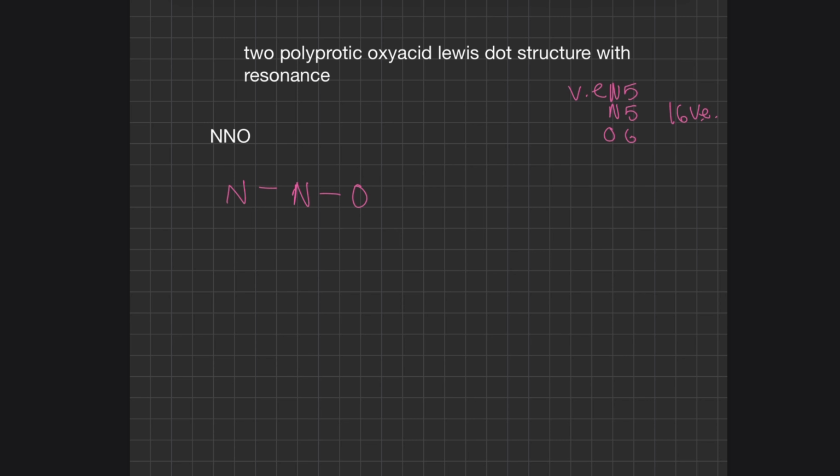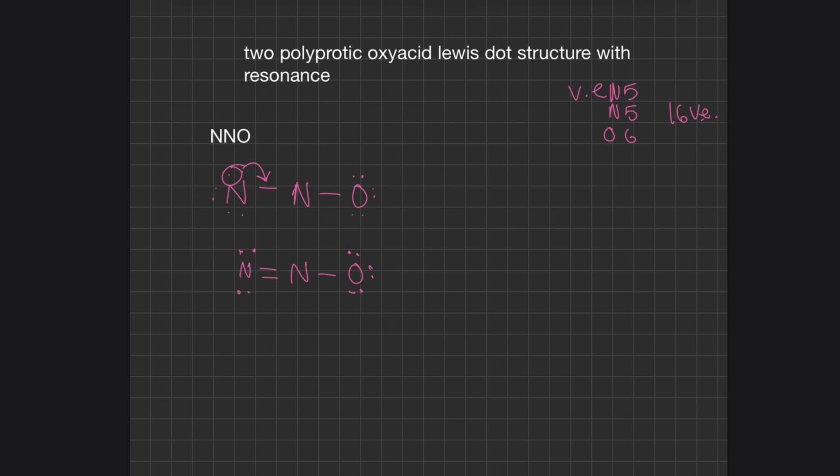So let's start creating our Lewis dot structure. So we have N, O, and an N. N is going to be our central atom because it is the least electronegative compared to O. And we're going to have to put our 16 valence electrons. We have 6 on O, 6 on N. But we can see here, even though this adds up to 16, this is not obeying the octet rule. So we would have to fix this to obey the octet rule.